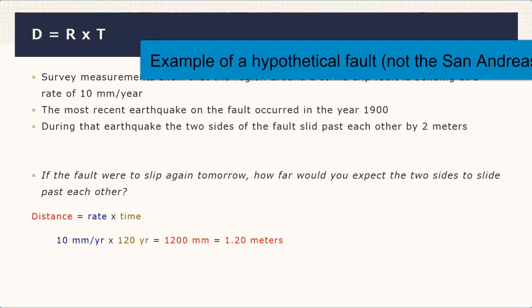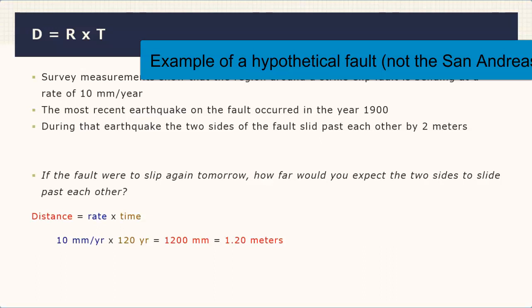In this first example, you are given information about the fault. Survey measurements show that the region around the strike-slip fault is bending at a rate of 10 millimeters per year. The most recent earthquake on the fault occurred in the year 1900. During that earthquake, the two sides of the fault slid past each other by 2 meters. If the fault were to slip again tomorrow, how far would you expect these two sides to slide past each other?